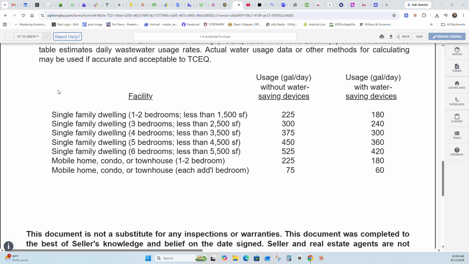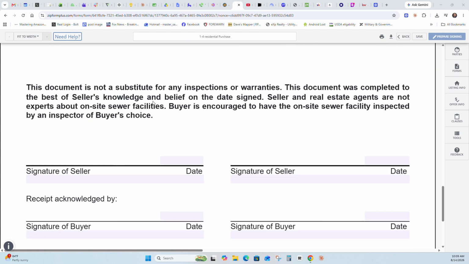I'm not going to get into that now, but you can know that at first. The 3-bedroom family home, you need so many gallon septic tank that can handle it. Otherwise, it's not going to be able to handle the average load that people have in the homes. So you got to make sure you have that information, you know what it is. And then again, this is not a substitute for any inspection or warranties.